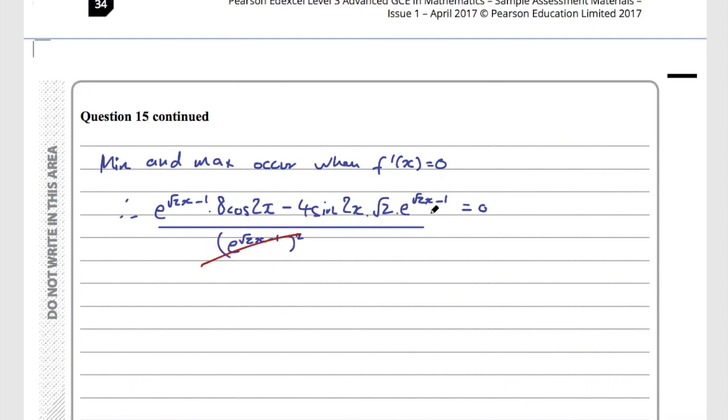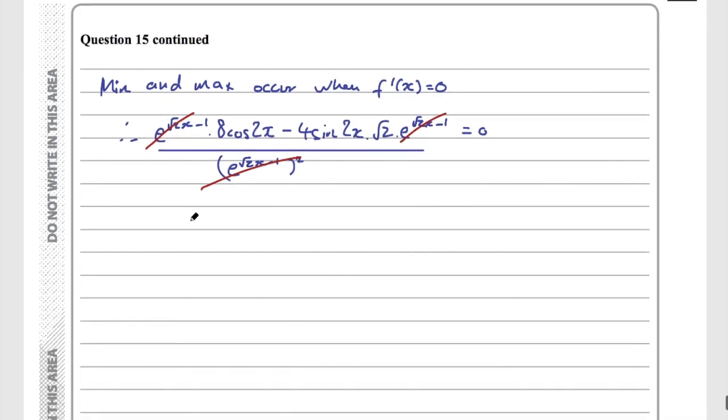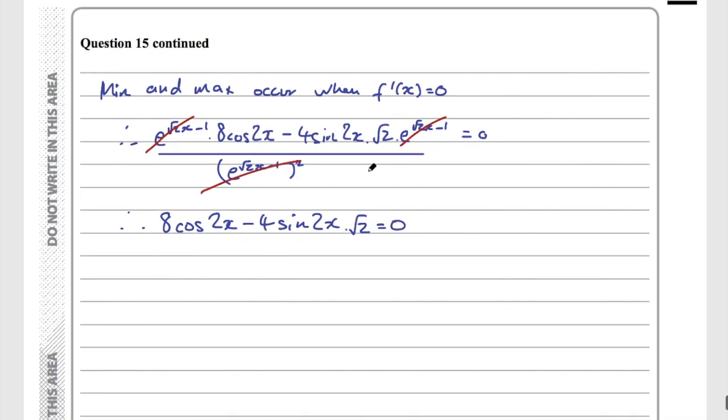We can also factorize an e to the root 2x minus 1. So if we factorize this e to the root 2x minus 1 out of both terms, we could then divide by e to the root 2x minus 1 and that cancels that out. So on the next line, we can say, therefore, 8 cosine 2x minus 4 sine 2x times root 2 equals 0. So that's allowed us to simplify quite a bit.